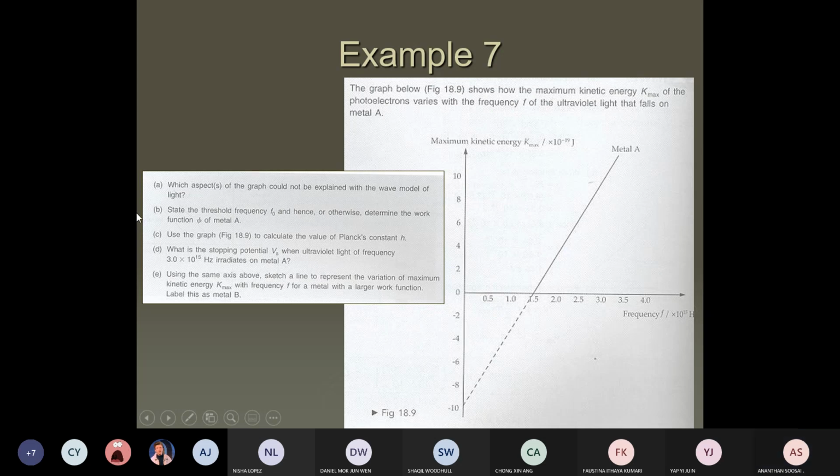Okay, look at B. State the threshold frequency and hence determine the work function. I already told you the threshold frequency from the graph interpretation. It should be the x-intercept. So 1.5 times 10 to the power of, is it 15? Sorry, 13. 1.5 times 10 to the power of 13 hertz will be the threshold frequency. So we can find the work function, right? What is the work function? Work function is h f naught, threshold frequency times the Planck constant.